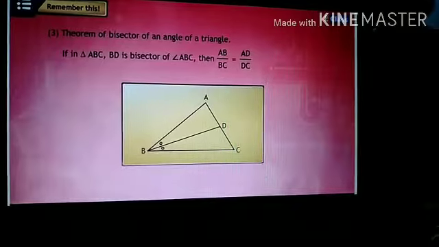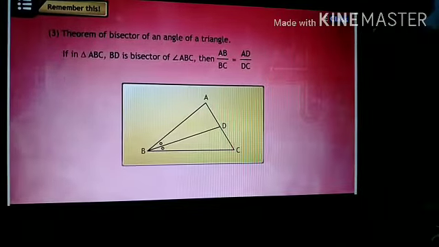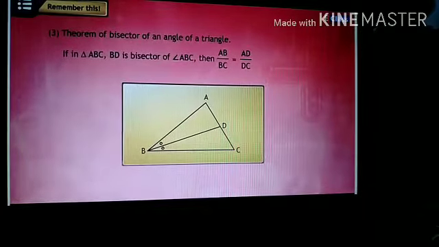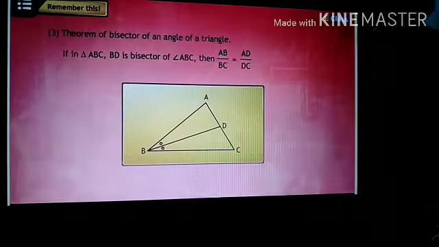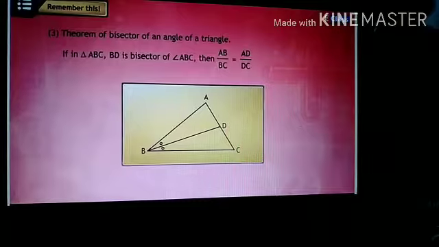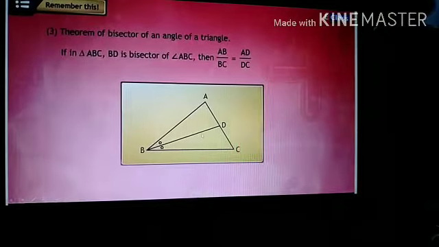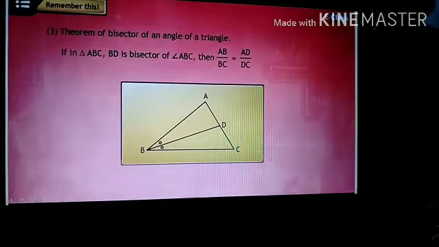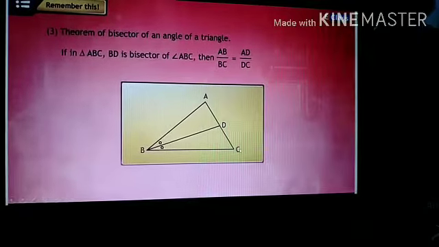We then studied the property of the bisector of an angle of a triangle, which states the bisector of an angle of a triangle divides the side opposite to the angle in the ratio of the remaining sides. So for triangle ABC, we have BD as a bisector of angle ABC. So we get the ratio of the sides as AB upon BC is equal to AD upon DC.